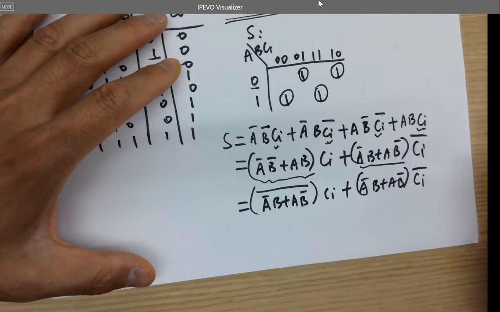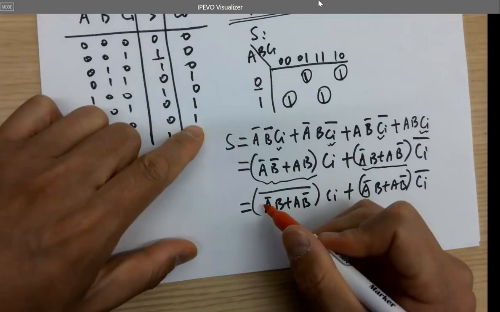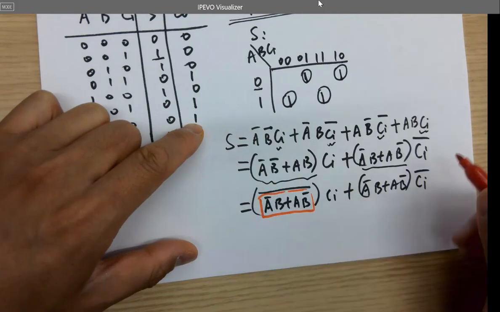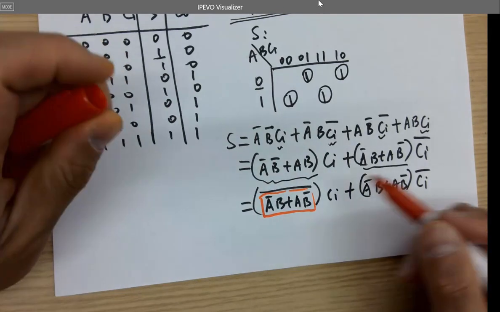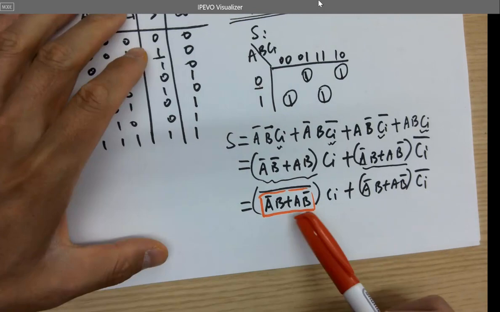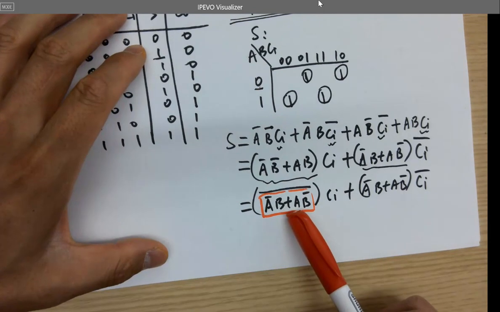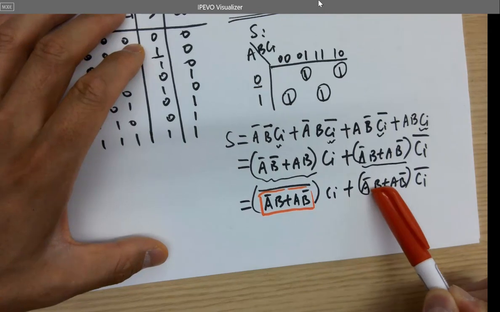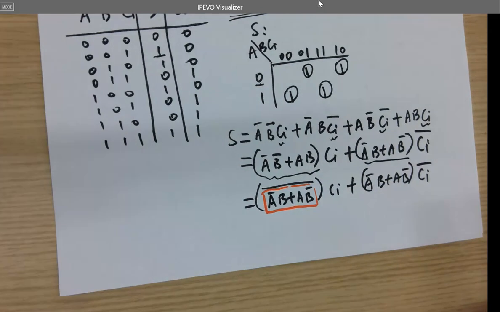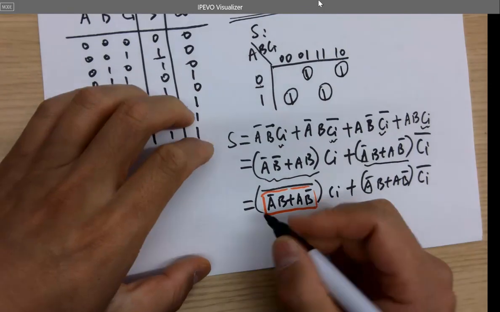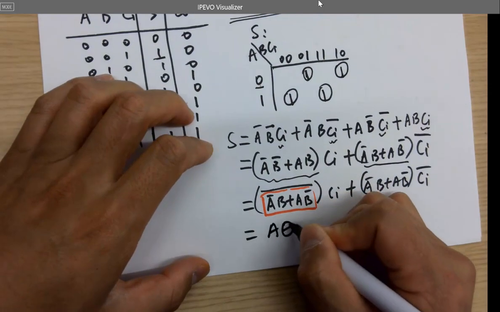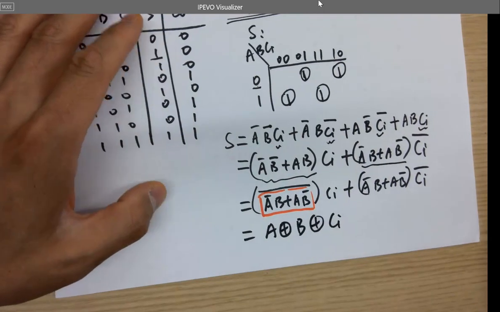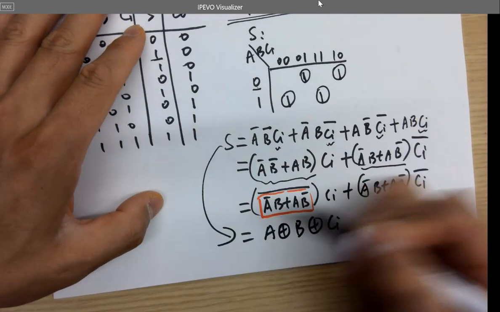Very interestingly, if you treat the A XOR B as one entity, and this is another XOR logic, see, this thing, not CI, or this thing, CI not. So that's another XOR logic. So eventually you are getting A XOR B XOR CI. Is the logic getting simplified?